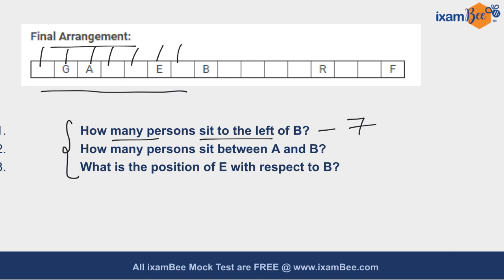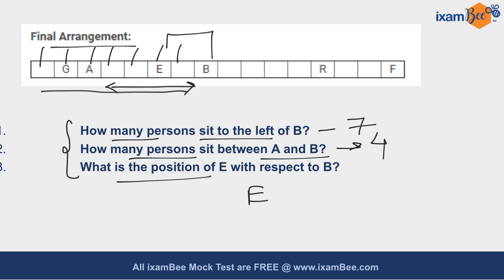Your second question says, how many persons sit between A and B? So you can count the number of persons who are sitting between A and B. Clearly, 4 persons are sitting between A and B. Your third question says, what is the position of E with respect to B? So you have to calculate the position of E with respect to B. Clearly, E is second to the left of B. So the correct answer is E is second to the left of B.